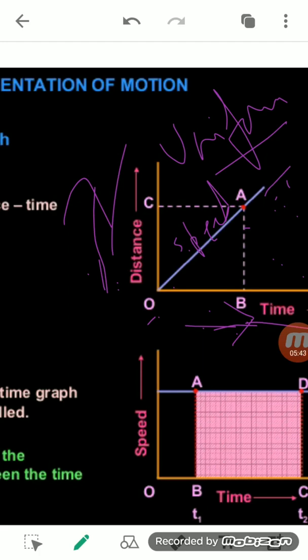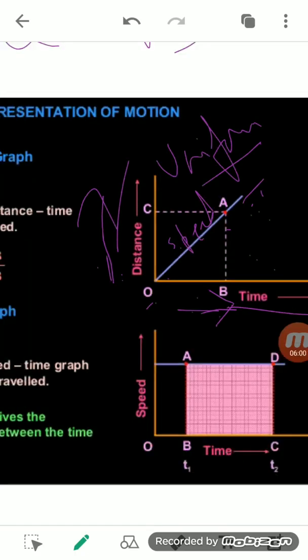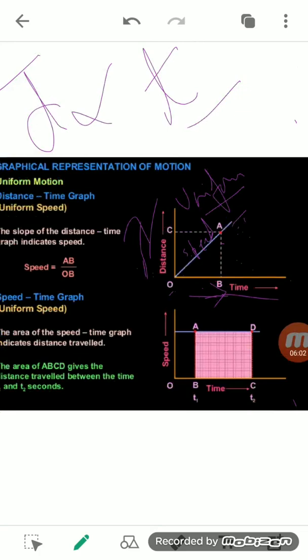Now see here, the slope of a distance time graph indicates the speed of the body. So the distance time graph of a body can be used to calculate the speed of the body. This graph is helpful in calculating the speed of the body. How is it so? See here.